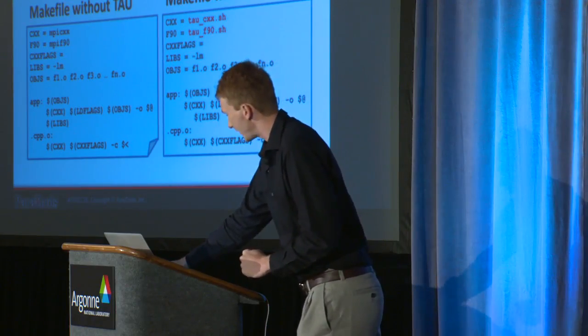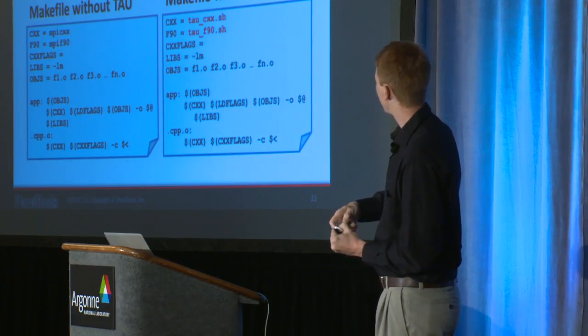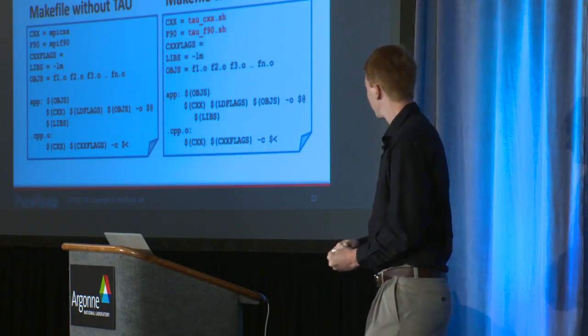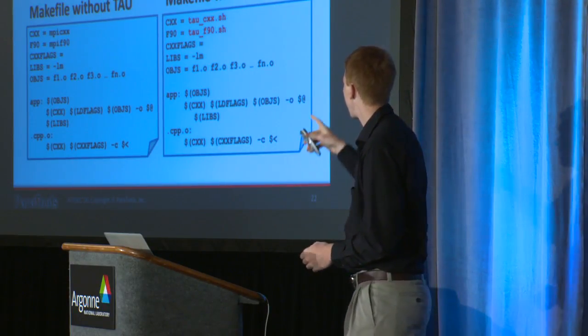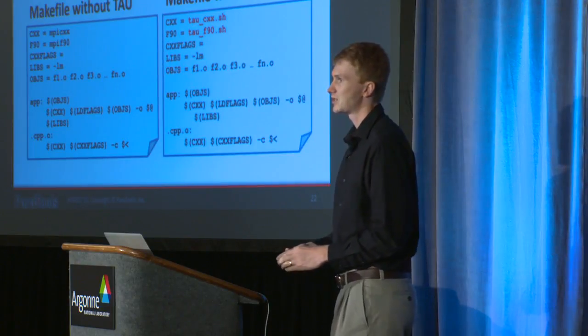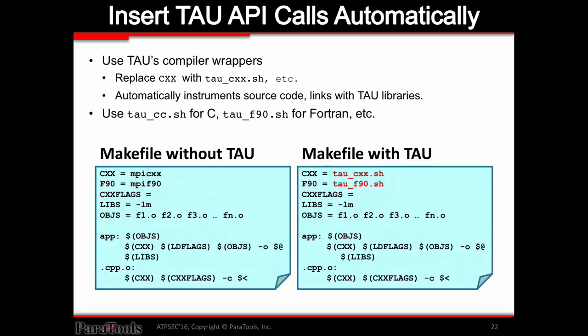In this way, take whatever your compiler is normally, for example, MPI-CXX, and just replace it with tau_cxx.sh. That script will take your code, parse the code, insert the calls, and then pass it back to the original compiler, compile it, and you get an instrumented object. So that's a really easy and fast way to get very, very accurate profiles using Tau.